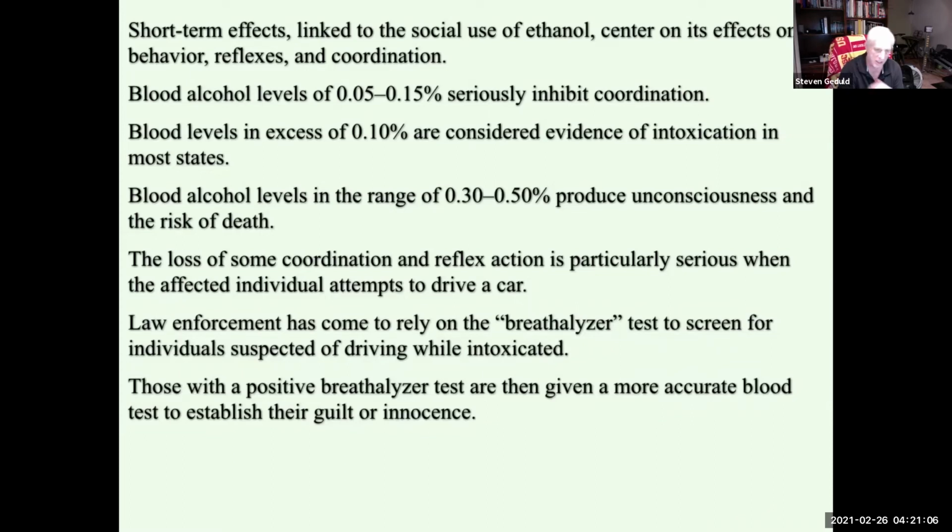Now you have to remember that when they do blood tests, they're not going to do that in the street. So it's going to be several hours or so down the line. What they're checking for is oxidation. Oxidation occurs at a certain rate, so they take a certain blood level and backtrack according to how many hours it's been since the person was pulled over. And that determines the blood alcohol level.